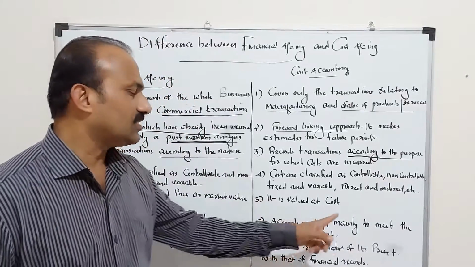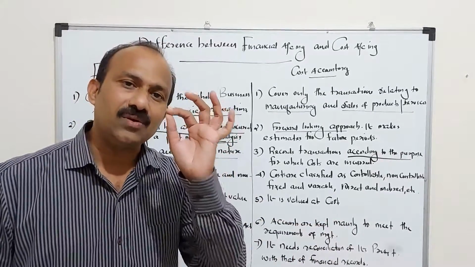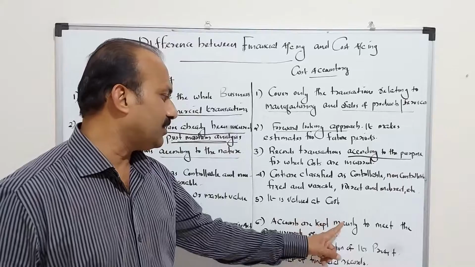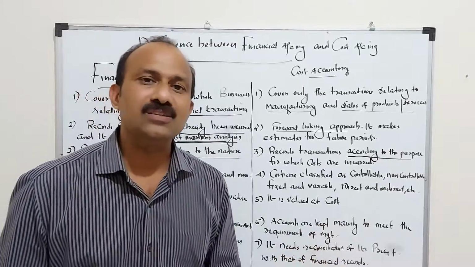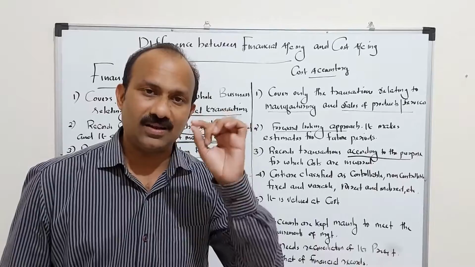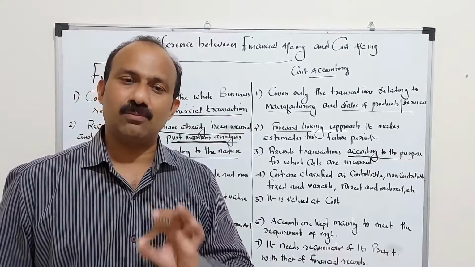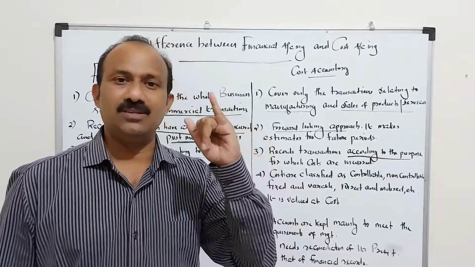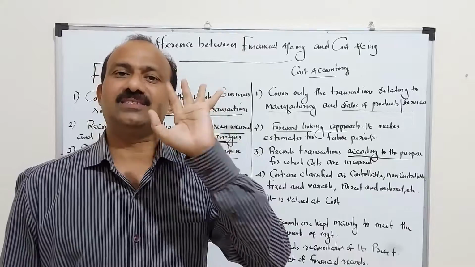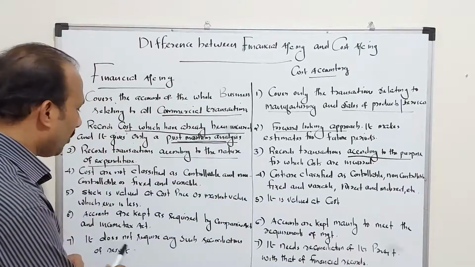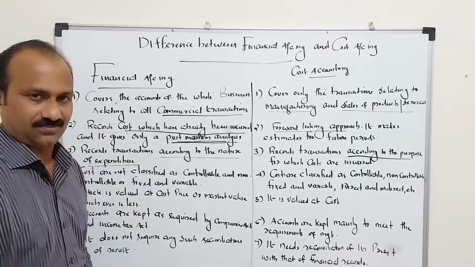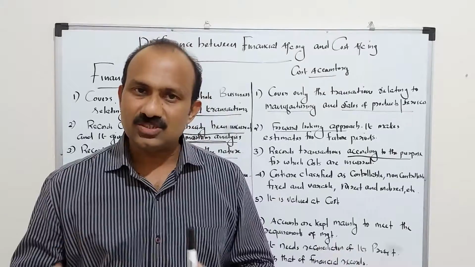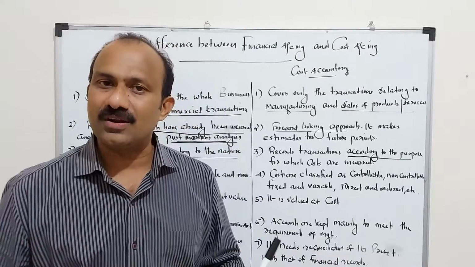But here, accounts are kept mainly for the requirement of the management. In cost accounting, the accounts are kept mainly to meet the requirements of the management. That means cost accounting is mainly prepared for the requirement of the management. But financial accounting follows the Companies Act, Income Tax Act, etc. Here, it does not require any such reconciliation. In financial accounting, we are not preparing the reconciliation statement. The differences between cost accounting and financial accounting are not required there.